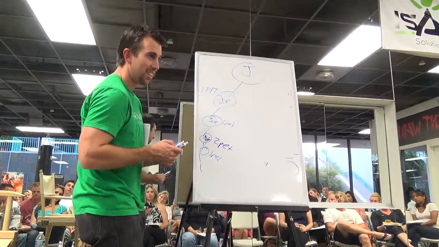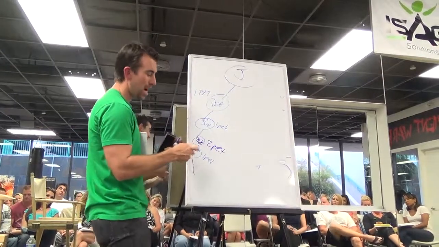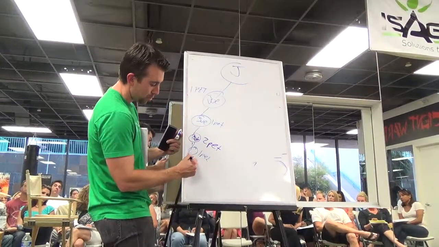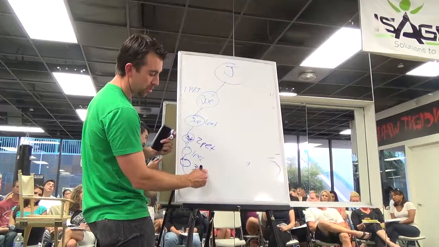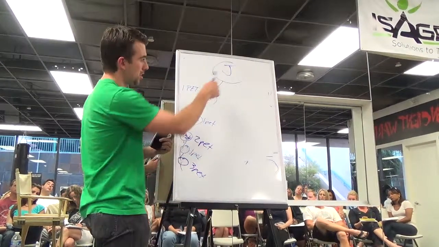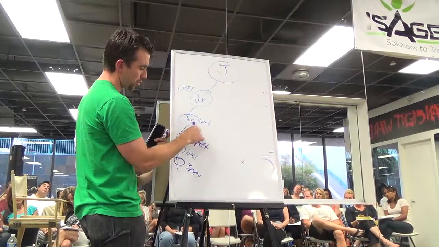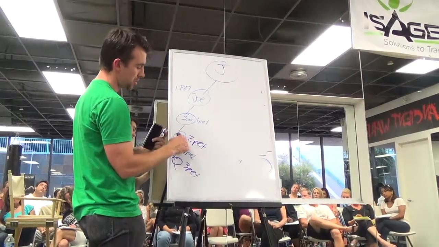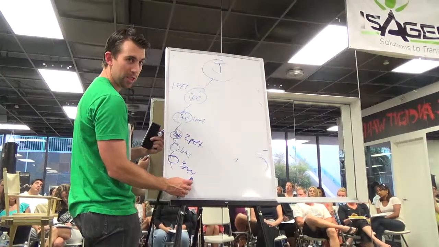Okay? Now let's say this person, Bob, goes out and Bob enrolls somebody here. That's Jill's third personally enrolled team. Okay? Because Jill enrolled Sue, that's Jill's first person enrolled. Sue enrolled Bob, so that's Jill's second person enrolled team. Bob enrolled whoever, third person enrolled team.